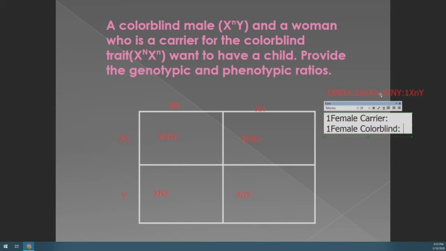Next, we're going to start with our men. We have one male who is just normal. Men can't be carriers, because to be a carrier you have to have a big and a little, and they can only have either big or little. So you will never have a male carrier for colorblindness, at least. Any sex-linked trait, you can't have a male carrier. And then finally, our last one is one male who is colorblind.